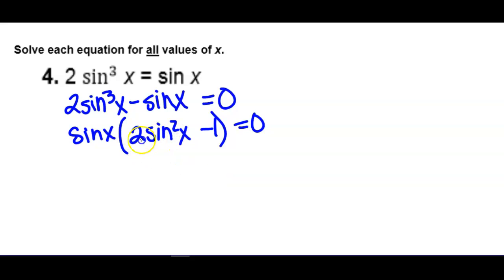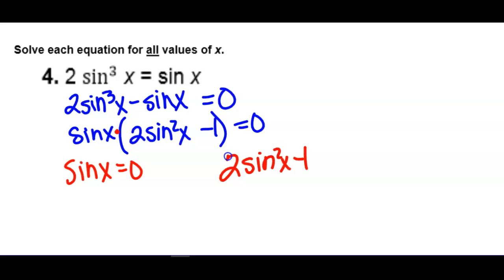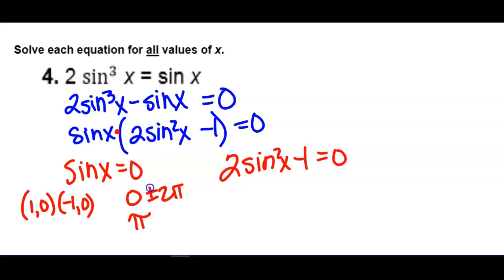Now, 2 doesn't factor other than 2 and 1, and then you'd get a middle term. So we're going to set each factor equal to 0. When things multiply to make 0, one of them has to be 0. So either the sine of x is 0 or 2 sine squared of x minus 1 equals 0. This happens at 1, 0 and negative 1, 0 on the unit circle, which would be 0 and pi. And it does say all solutions, so we can put a plus or minus 2 pi n on the back.